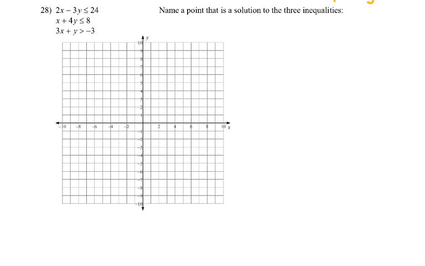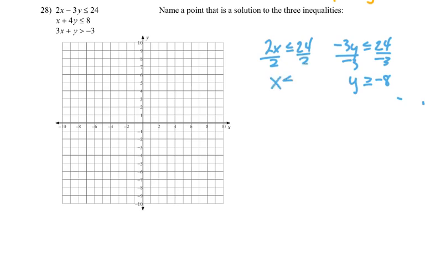Again, we graph them. So we've got 2x is less than or equal to 24, negative 3y is less than or equal to 24. So y is greater than or equal to negative 8, and x is less than or equal to positive 12. So x, positive 12, would be out here. Y, negative 8, right here.